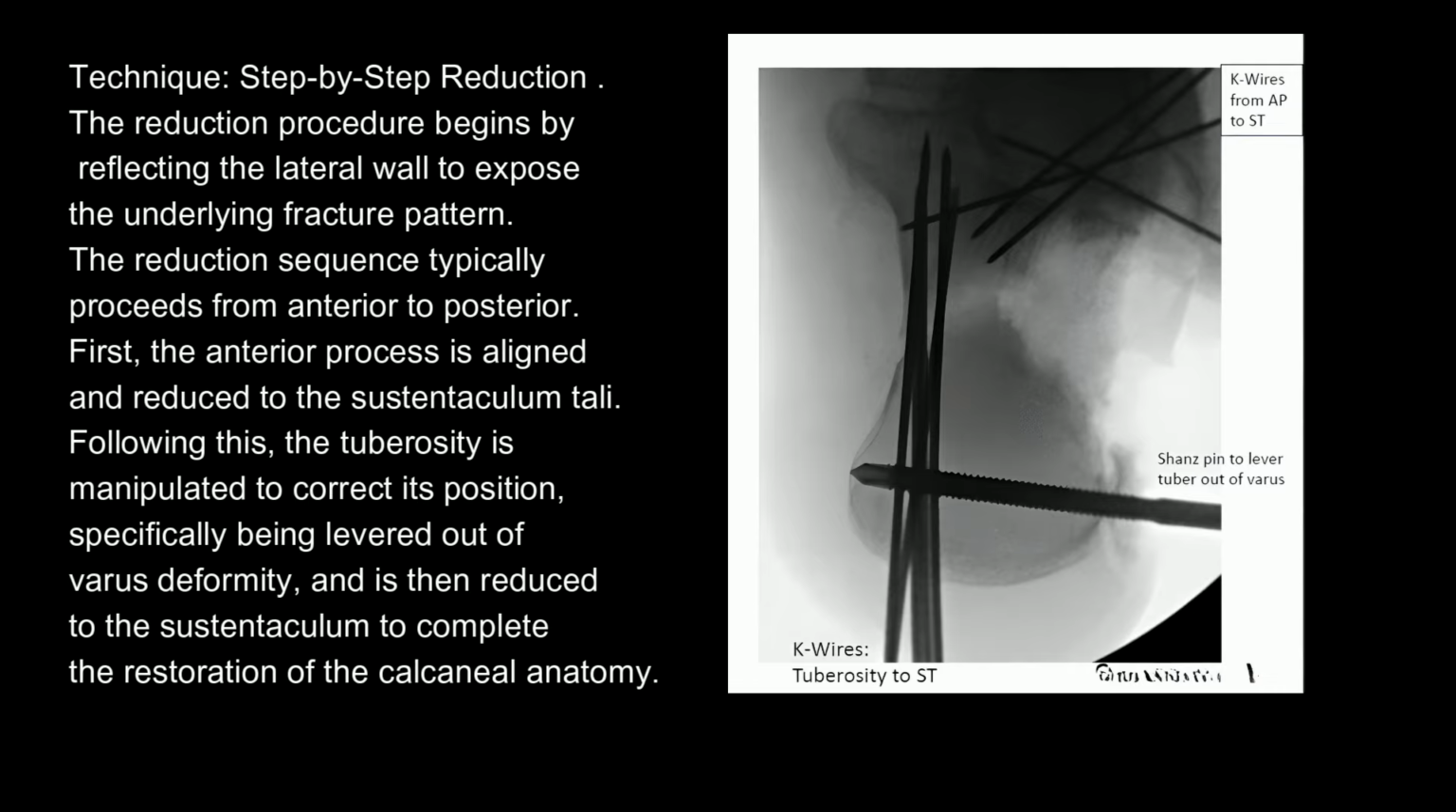Technique. Step-by-step reduction. The reduction procedure begins by reflecting the lateral wall to expose the underlying fracture pattern. The reduction sequence typically proceeds from anterior to posterior. First, the anterior process is aligned and reduced to the sustentaculum tali. Following this, the tuberosity is manipulated to correct its position, specifically being levered out of varus deformity, and is then reduced to the sustentaculum to complete the restoration of the calcaneal anatomy.